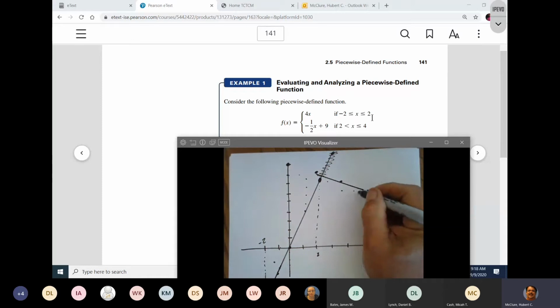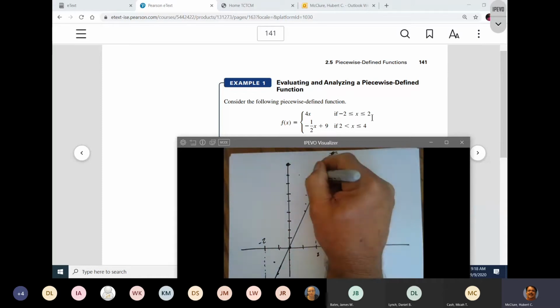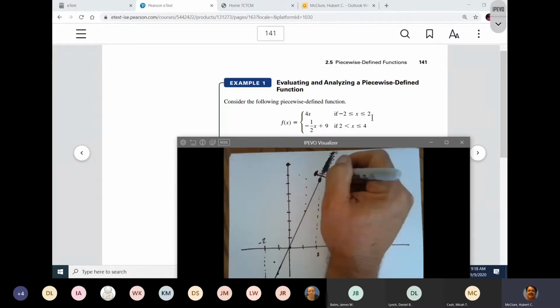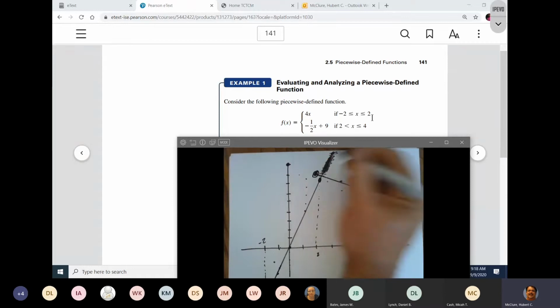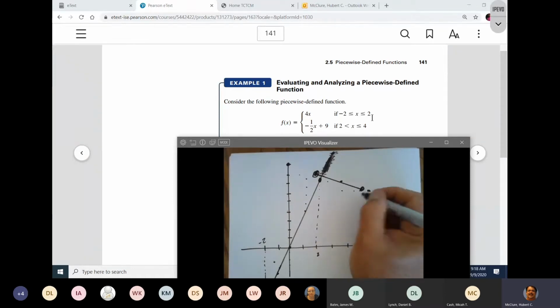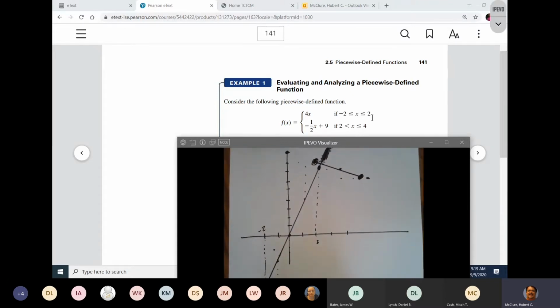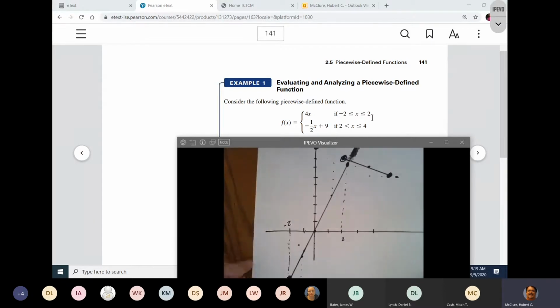And that's 4, down here, and that's 2. This doesn't exist, so ignore that. And it has an open circle here and a closed circle here. So that's how you draw a piecewise function. Like I say, I'm not going to make it a big deal. Just make sure you can draw a piecewise function.